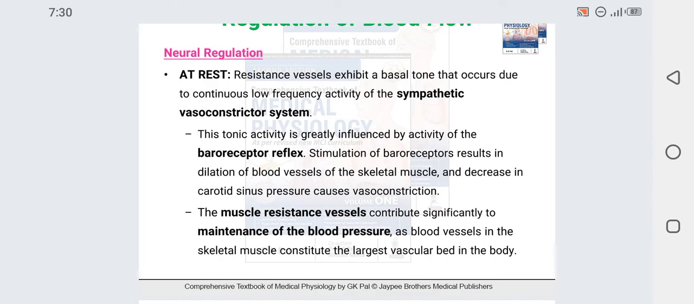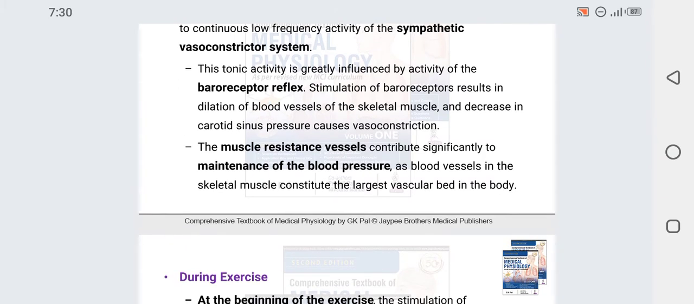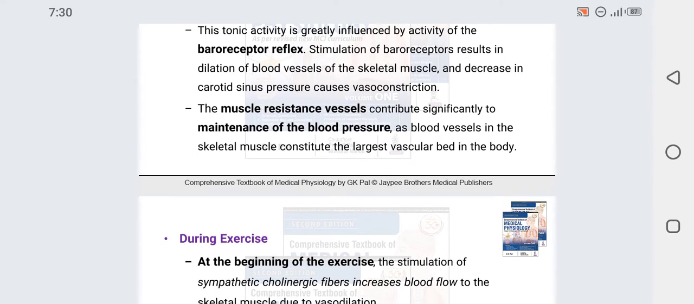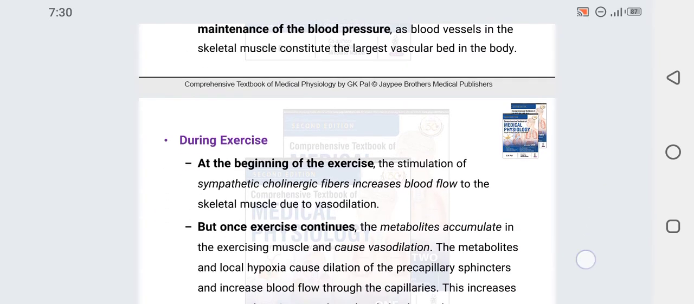causes vasoconstriction. The muscle resistance vessels contribute significantly to the maintenance of the blood pressure, as blood vessels in the skeletal muscle constitute the largest vascular bed in the body.